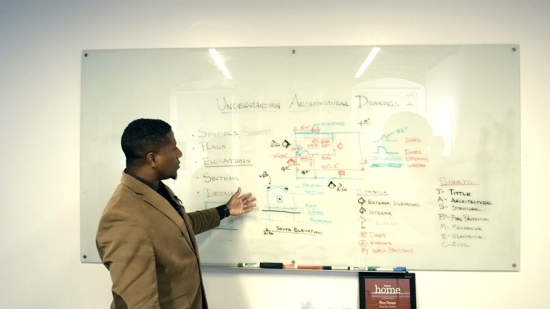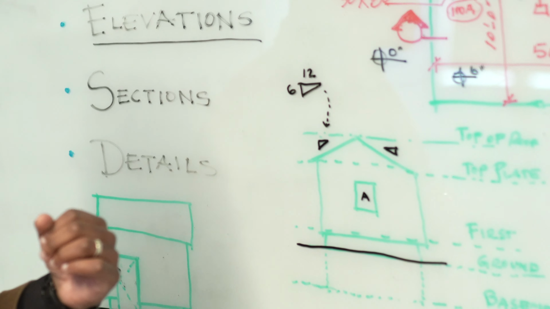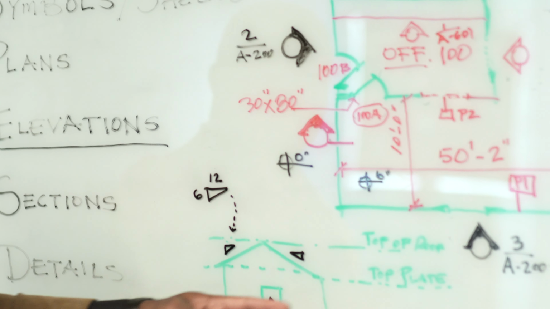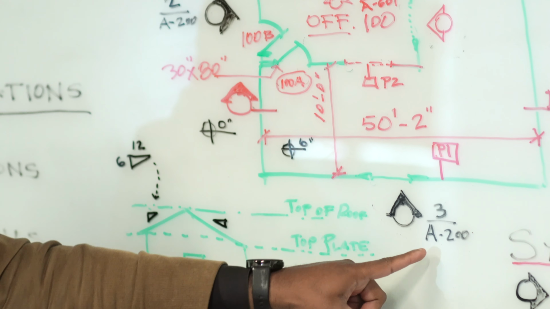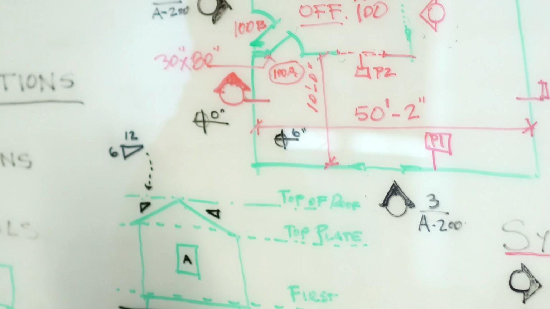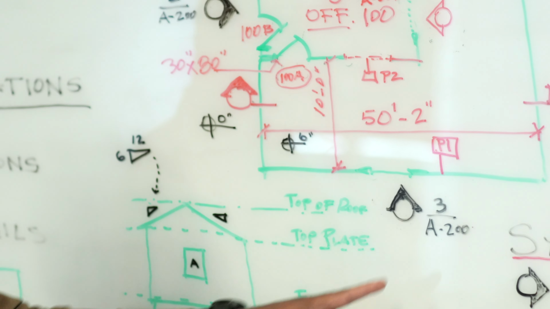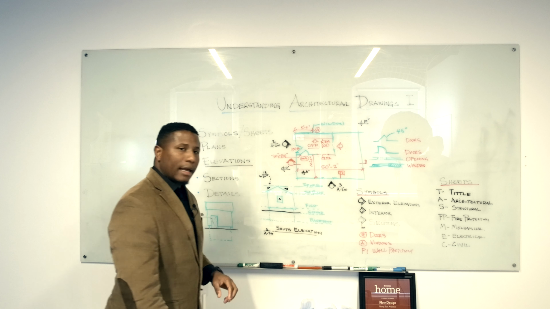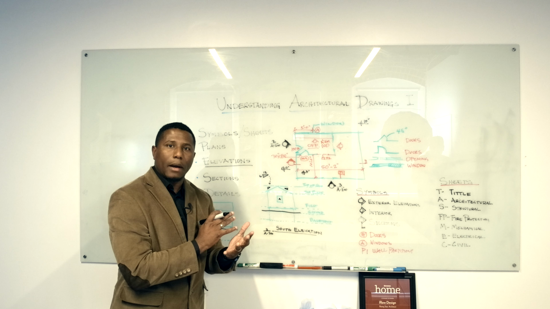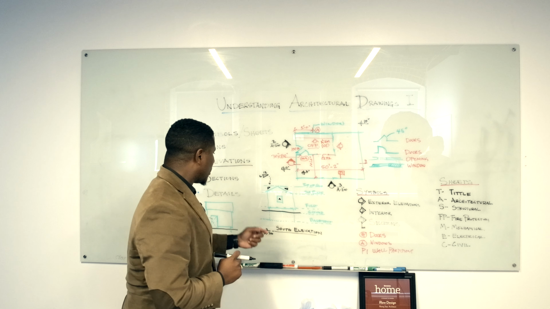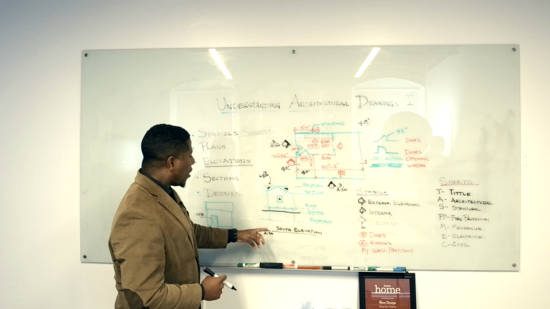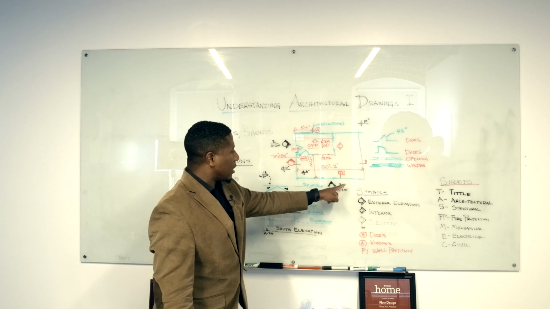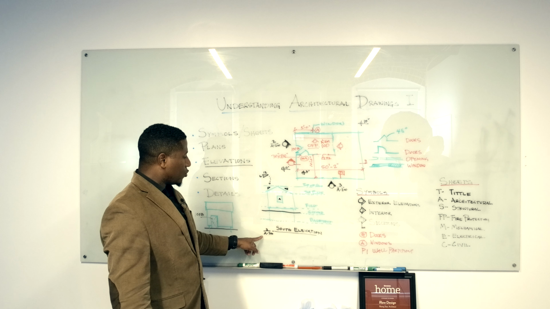So in regards to exterior elevations, the symbol we discussed in the previous video, symbol 3 on A200, meaning in the architectural set of plans, sheet A200. When you look at that symbol, you ask, where is that located within my architectural set of plans? Oh, I see it here. That 3 is the same number that we discussed before, A200.